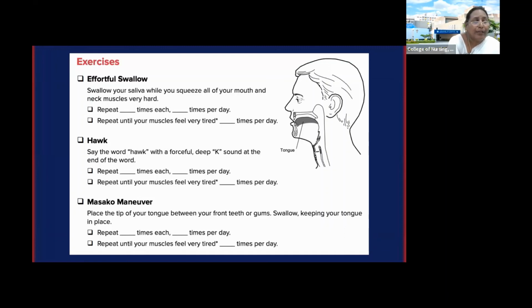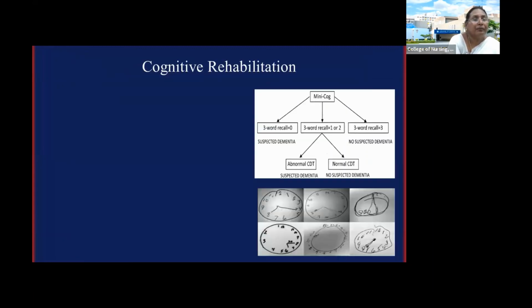And Masako maneuver is also a thing. You bring the tip of the tongue through the teeth and try to swallow. So these are some exercises that we can teach our patients when we know that swallowing is difficult.